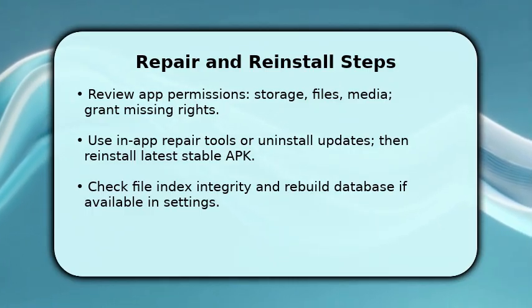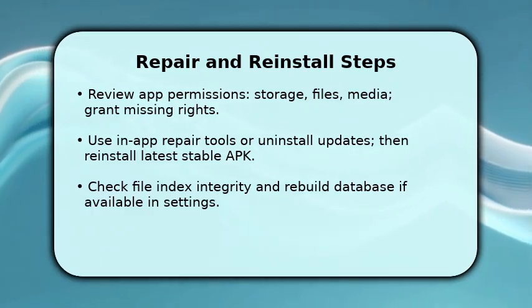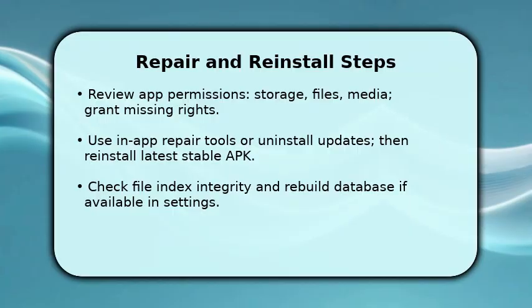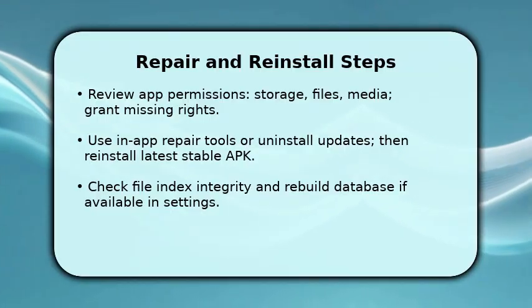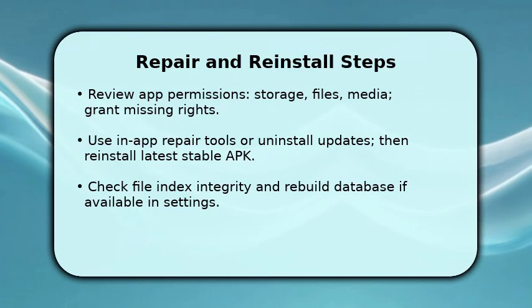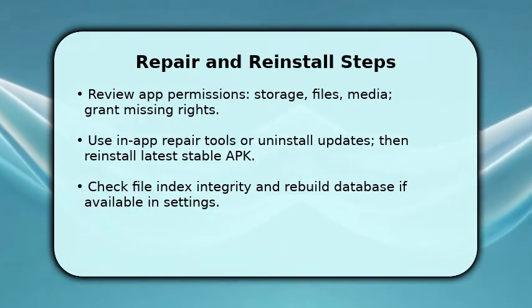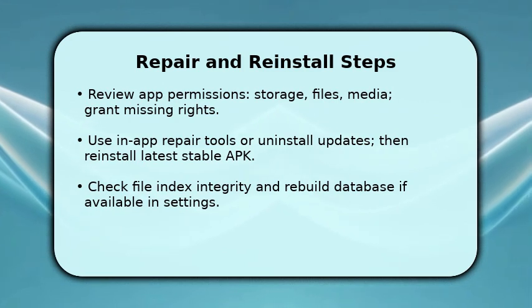Then use any built-in repair function or uninstall updates to revert to a known good state and reinstall the latest stable APK if necessary. After reinstall, open settings to rebuild the file database or reindex directories so folder listings and search return accurate results. This fixes most persistent errors.